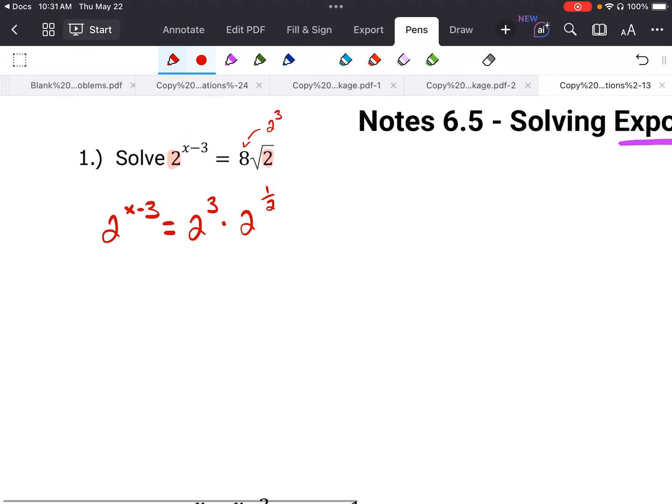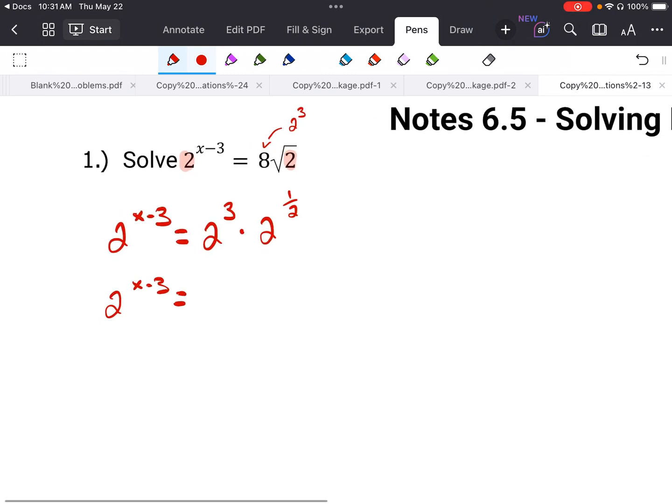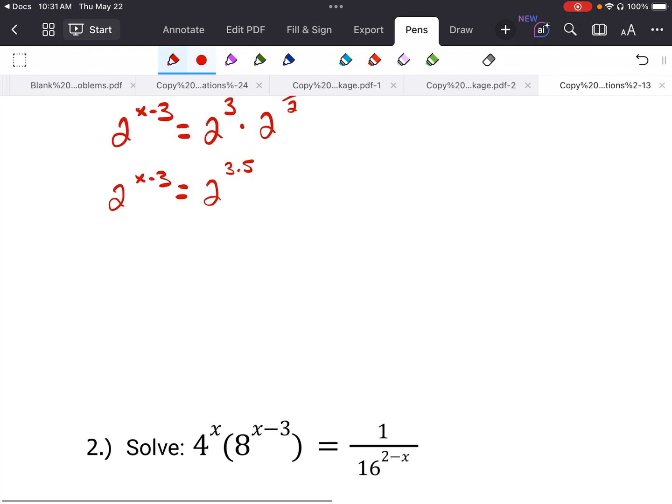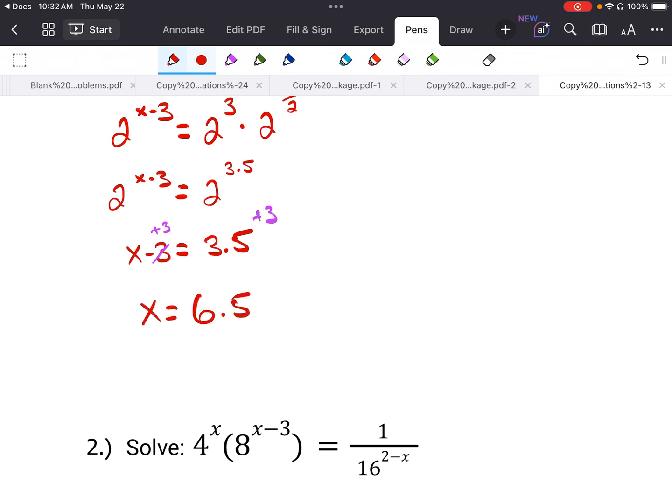Okay, now we work with our exponent laws. We have two base 2's, one with an exponent 3, one with an exponent 1/2, and we know that we add our exponents, so it'll be 2 to the power 3.5, 3 plus 1/2. Now that we're down here, we can forget about our bases, so x minus 3 equals 3.5. We isolate the x by adding 3 to both sides. So the x in this case is 6.5.